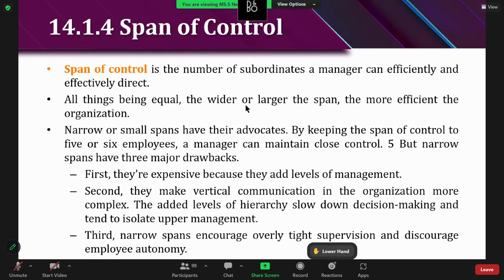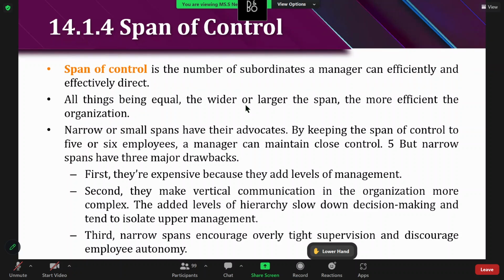A narrow or small span of control has its advocates as well. For example, by keeping the span of control at 5 to 6 people, a manager can maintain very close control and closely monitor the people working under them. But the narrow span has three major drawbacks. The first one is that it's really expensive because it adds levels of management. If a manager can only control 3 people, you can imagine how many managerial levels an organization would need with around 100 people working there. And if levels of management are added, they have to provide the resources and the proper remuneration packages to each managerial position.